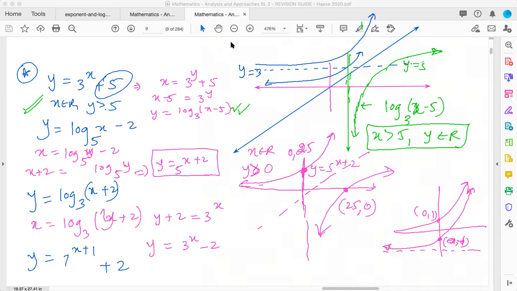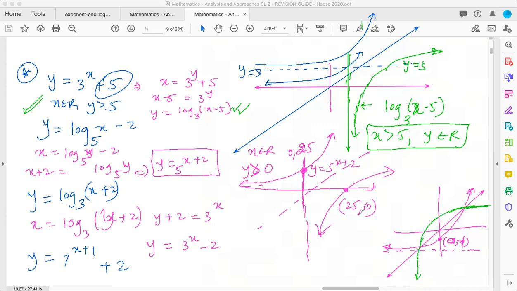And if you wish to draw the inverse graph, what I'm going to do is erase this original one. Now I want to draw the inverse function. So you just draw the y equals x line here, and then reflect in the y equals x line. That is going to be this part, something like here.